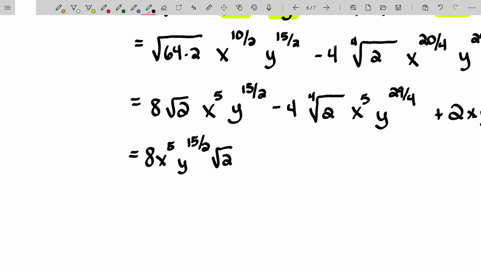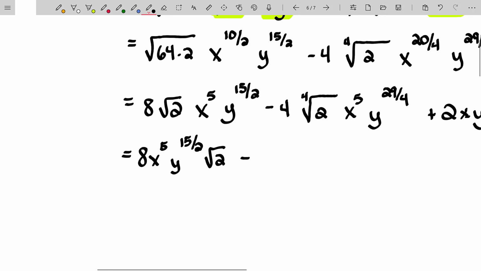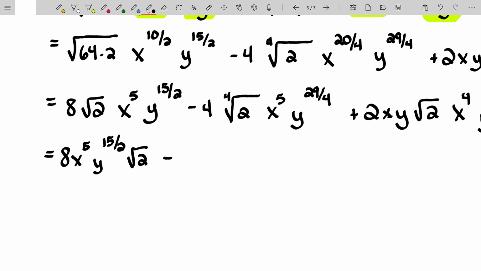The reason why that's a good habit to get into is because a lot of people end up elongating this radical until it ends up covering everything it shouldn't be covering. So you can really avoid that by writing radicals on the back end. And that's what I'm doing there. Let's see, we have minus 4x to the 5th, y to the 29 fourths. And we have this fourth root of 2.